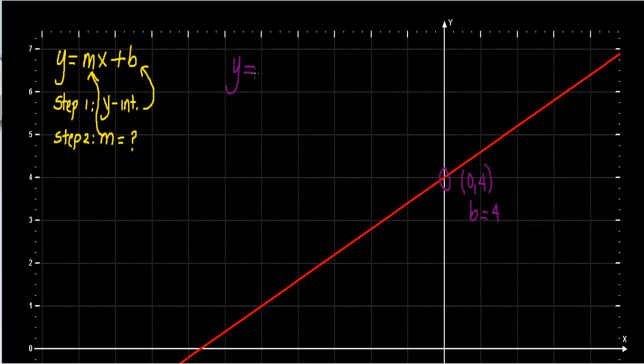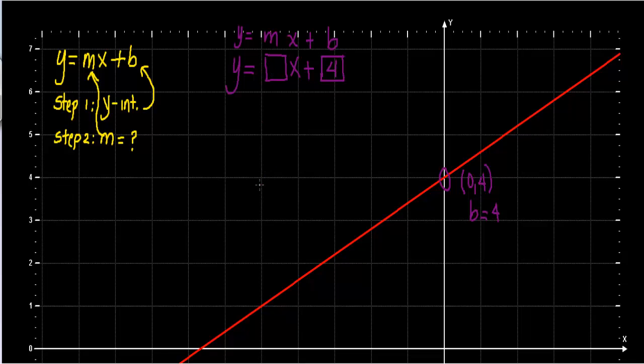Y is equal to, I'm going to draw a square for my slope times x plus a square, which is where b should go, right? Y is equal to mx plus b. So inside this square and this square is the information I'm looking for. I've already found the y-intercept, so already I know there's a 4 here. Okay? Now let's look for the slope.